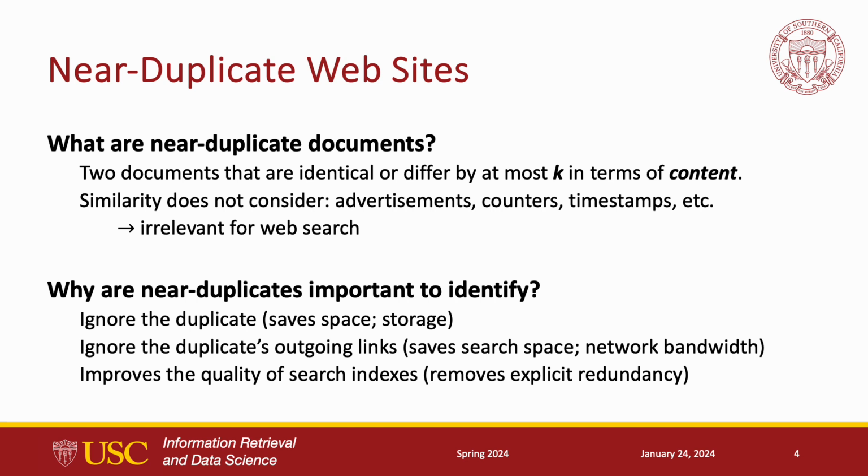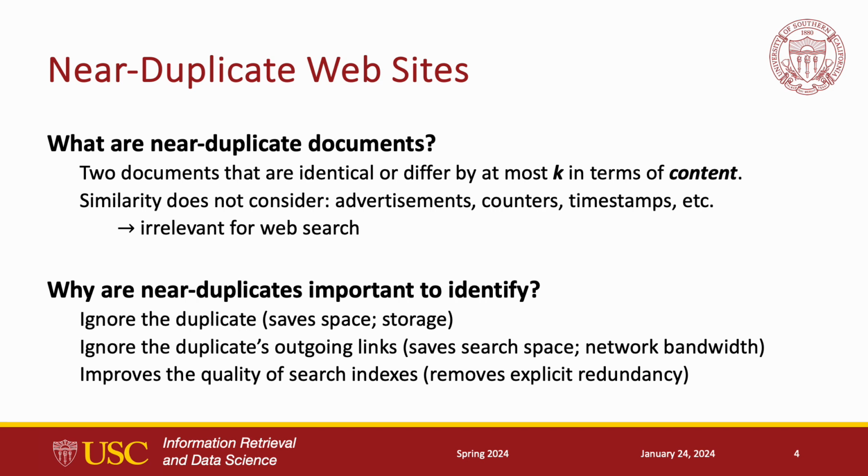So, what are near duplicate websites, and why is it important to identify them in the context of web crawling? Two documents are considered to be identical or near identical if they differ by at most a variable in terms of content. The authors don't consider advertisements, counters, nor timestamps as they are irrelevant for web search, as was discussed in the lecture. This is assuming that the search engine is focused on providing results that are not this type of content, such as Google, Bing, Yahoo, etc.